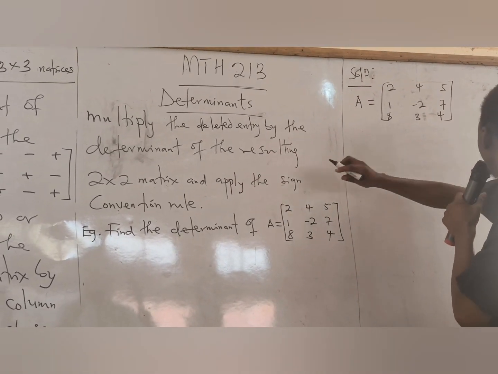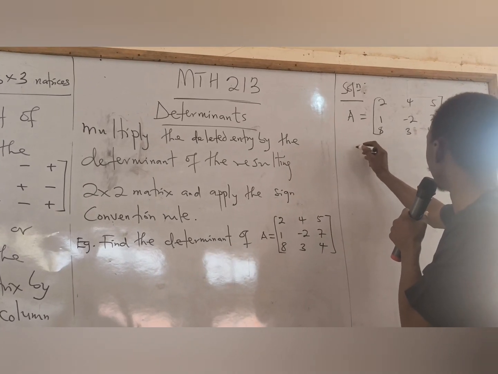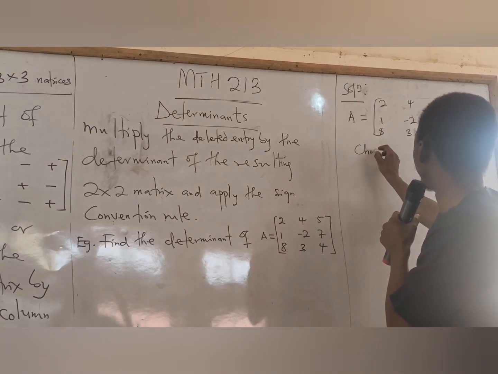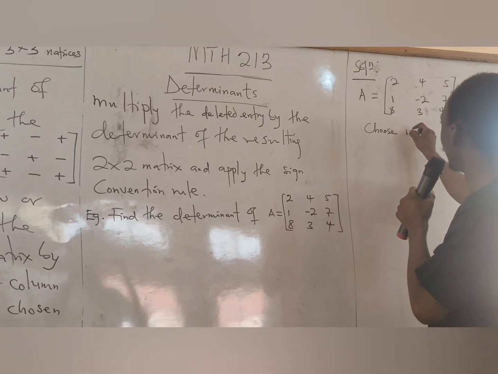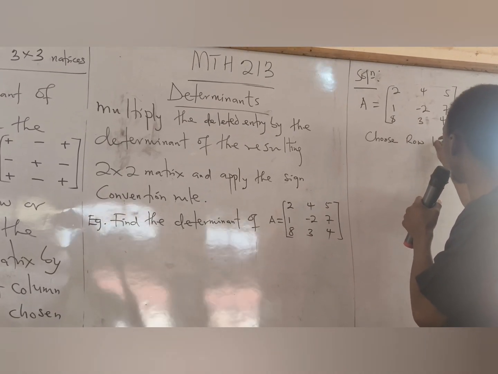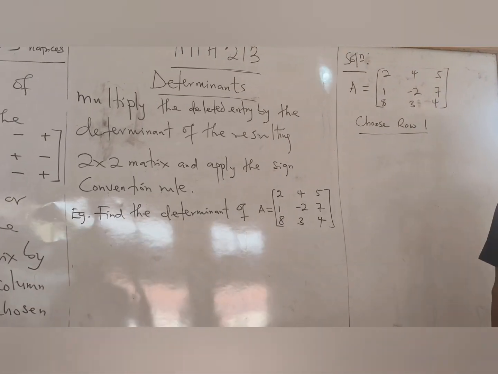It is here already. So we can choose which row. What should we choose? Row or column? Row what? Row 1. Choose row 1.